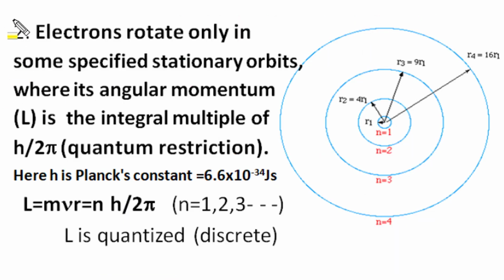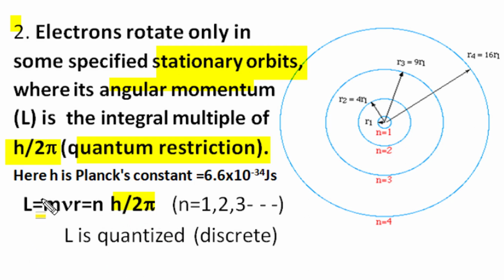The second statement of Bohr postulate is regarding stationary orbit, and according to that, electron rotates only in some specified stationary orbits where angular momentum of rotating electron gets a quantum restriction, and angular momentum of orbiting electron must be integer multiple of h upon 2 pi. So it may be 1 time, 2 times, 3 times, 4 times of h upon 2 pi.